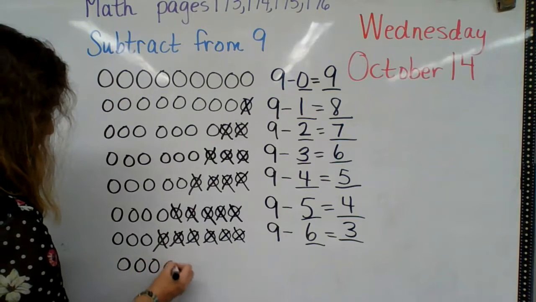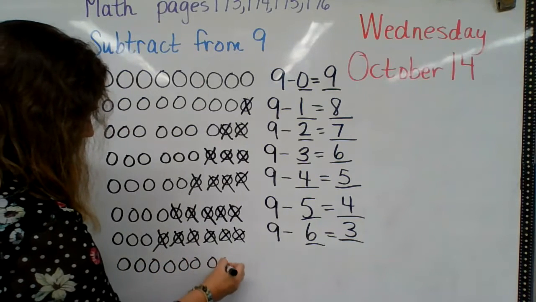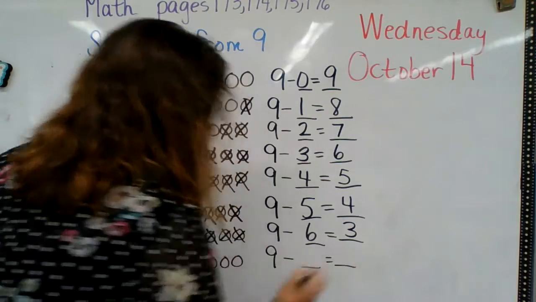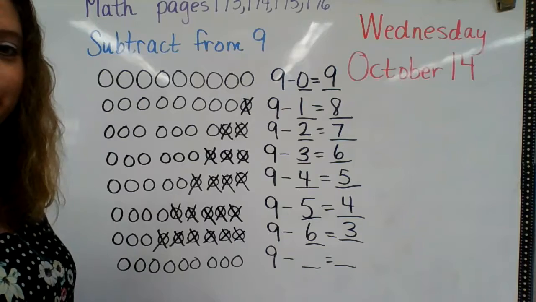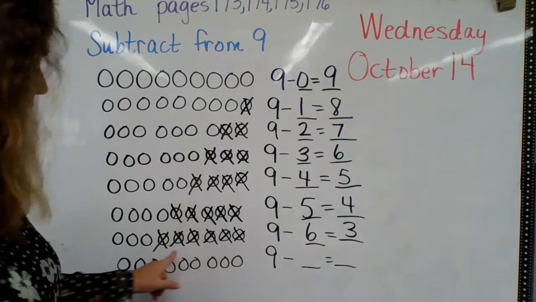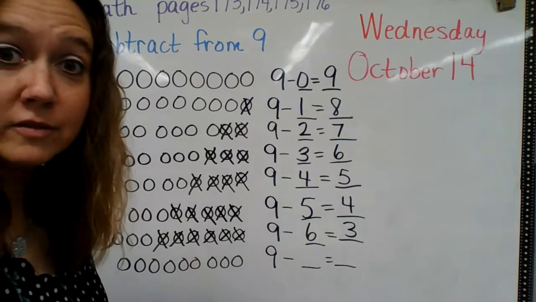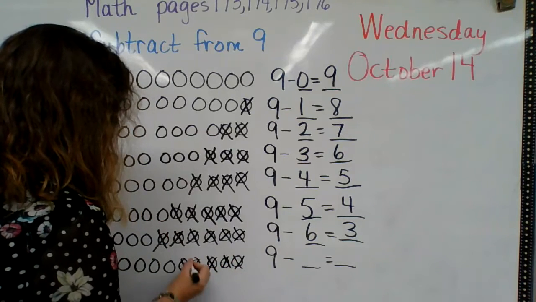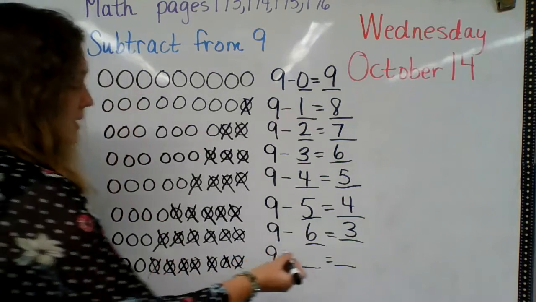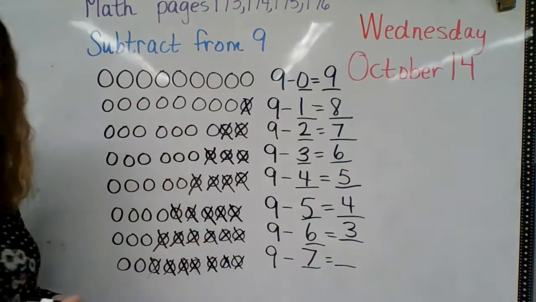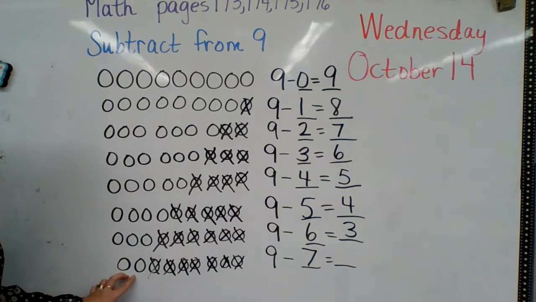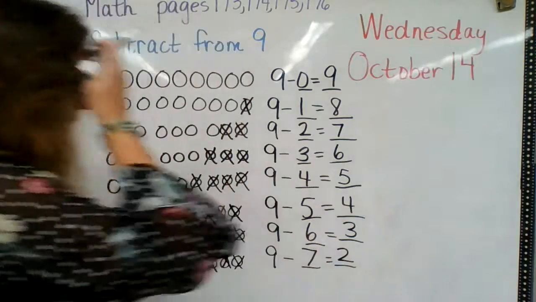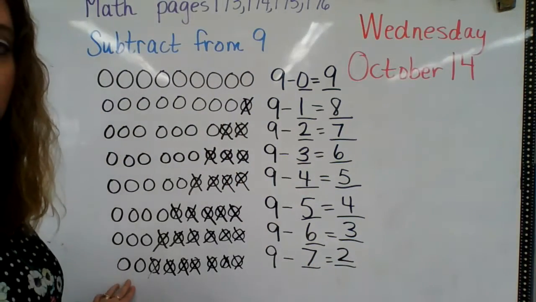Starting with 9 again. You guys are going to be experts at this, I hope. Okay, we crossed off 6. Now we're going to cross off 7. 9 minus 7 equals 2. 9 minus 7 equals 2.